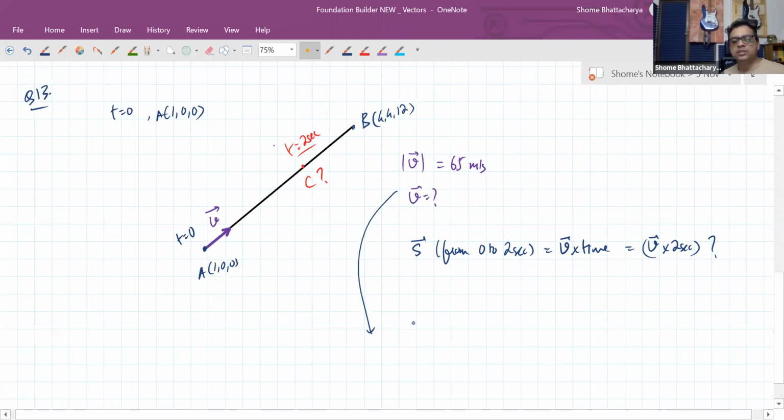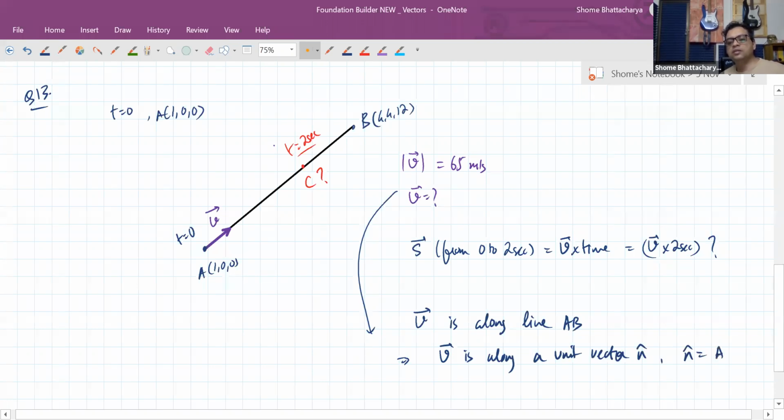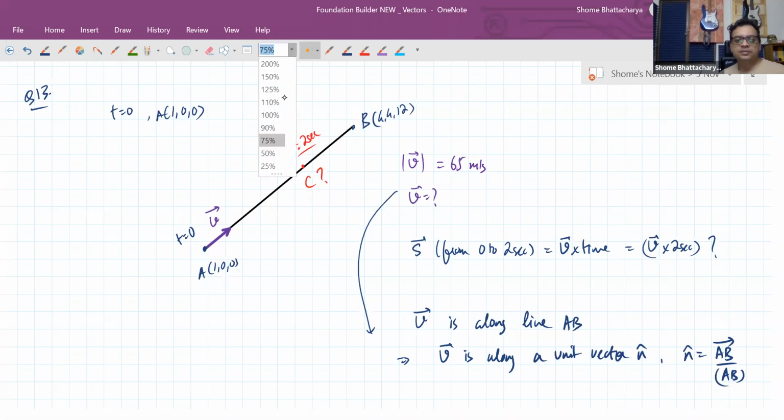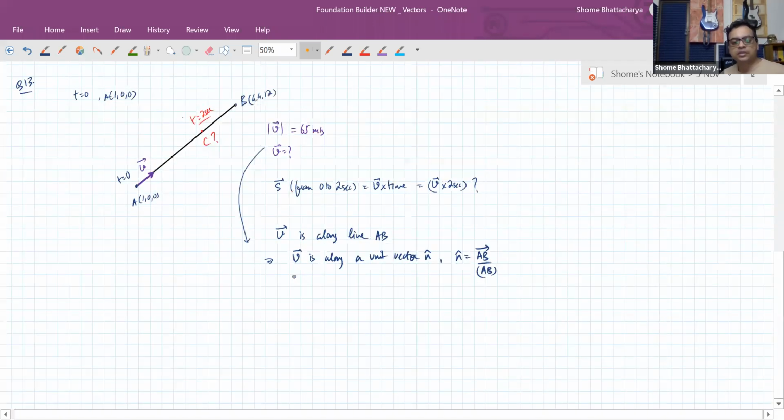For velocity, we have to see that the velocity vector is along the line AB. That means the velocity vector is along a unit vector n cap, where n cap is nothing but the vector AB divided by its magnitude. Think of AB like a displacement. So it is that vector AB divided by its magnitude. That is the unit vector. Then the velocity is the speed, which is 65 meters per second, multiplied by n cap. So now we need to find out this n cap.